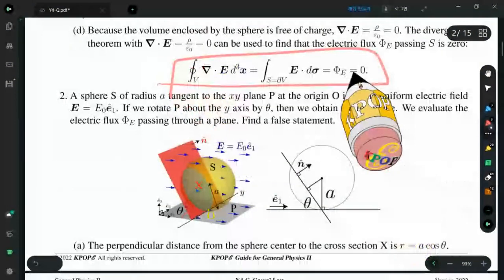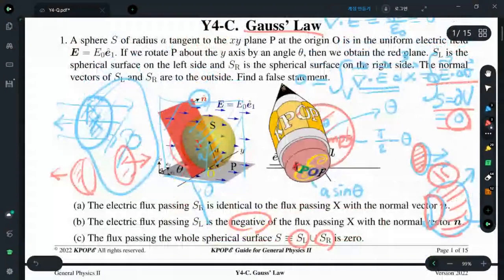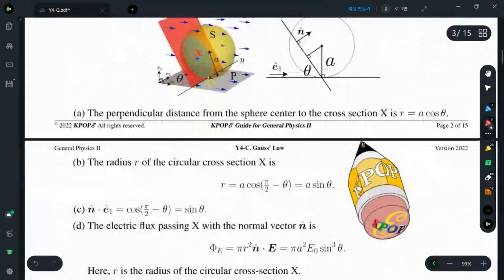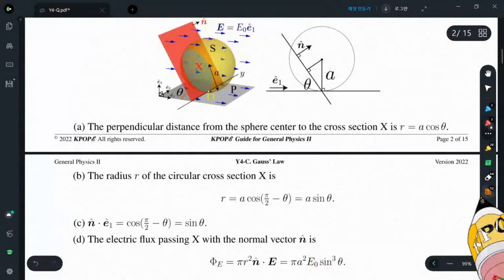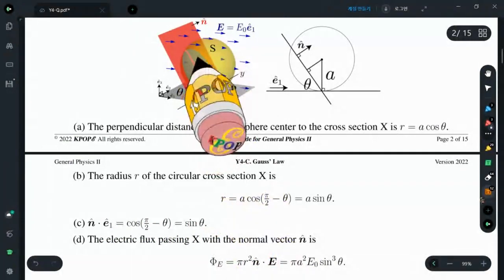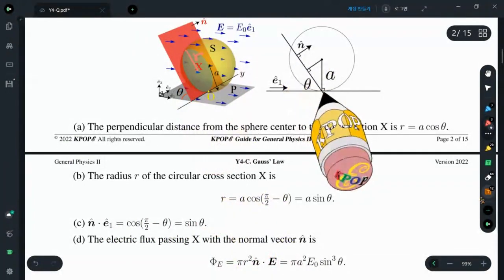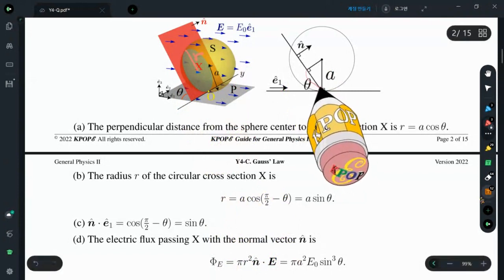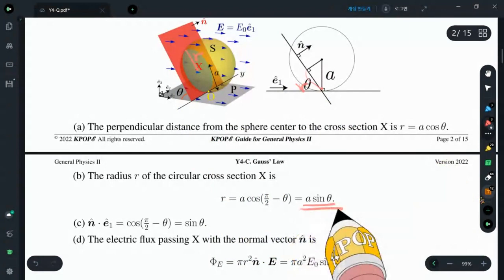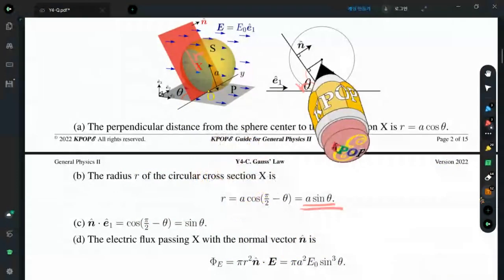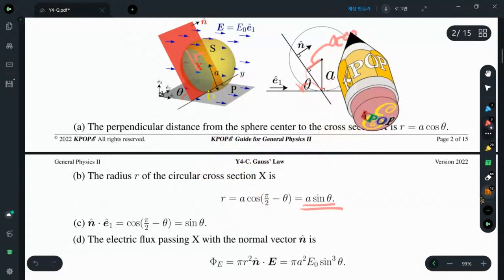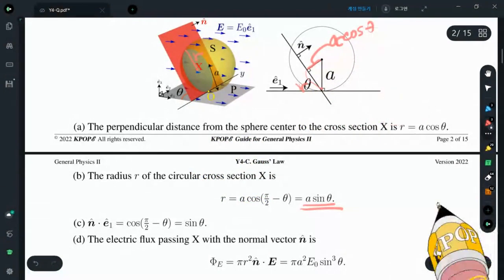Using these basic principles of Gauss' law, we solved problem 2, the same problem. The radius r of the circular cross-sectional area, this radius r, and what is r? This is r sine theta. The perpendicular distance from in here, we calculated. It is a cosine theta.